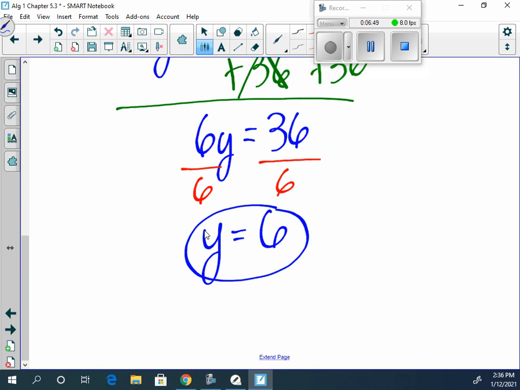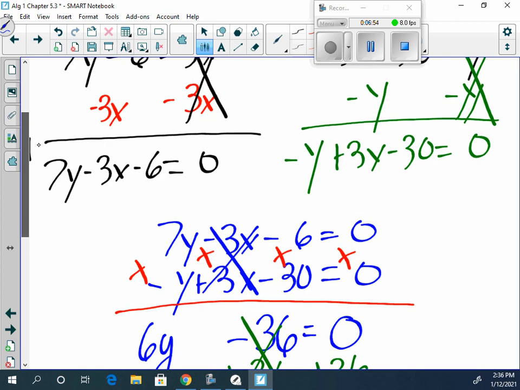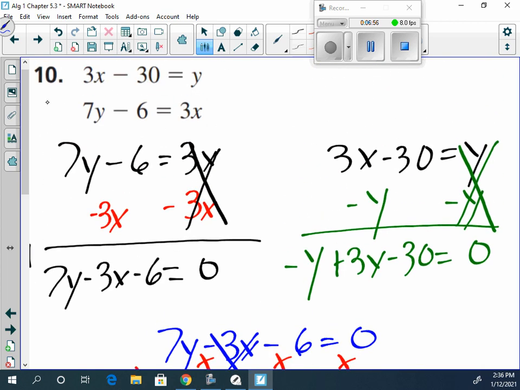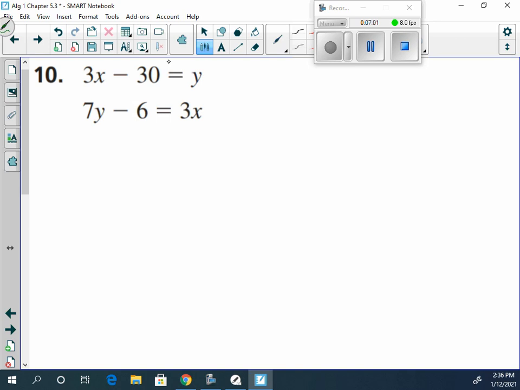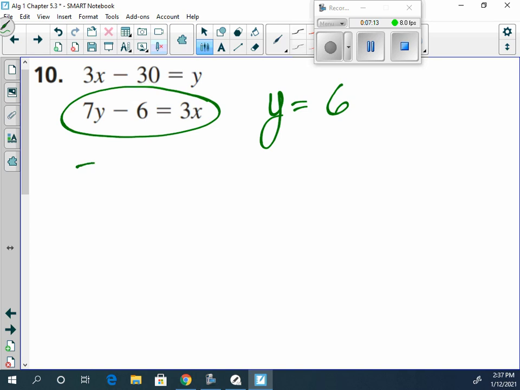So what do we do next? We've got to plug it back in. We can go back up to the top. It doesn't matter where we go. I'm just going to go all the way up to the top and use this here: 7y minus 6 equals 3x. And we know y is equal to what? So we can say 7 times 6 minus 6 equals 3x.